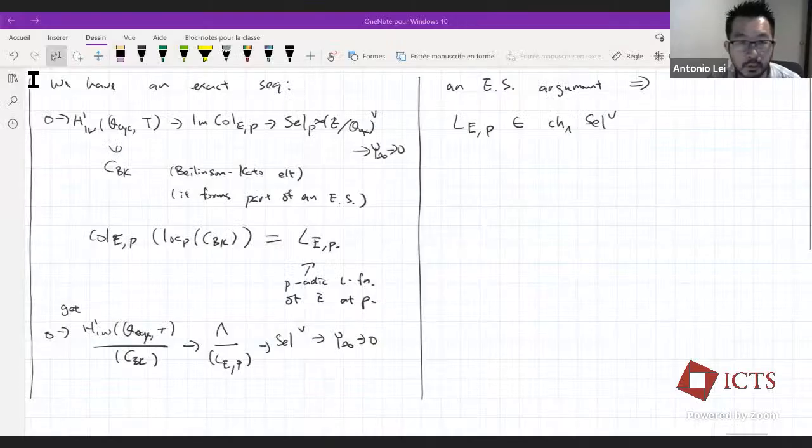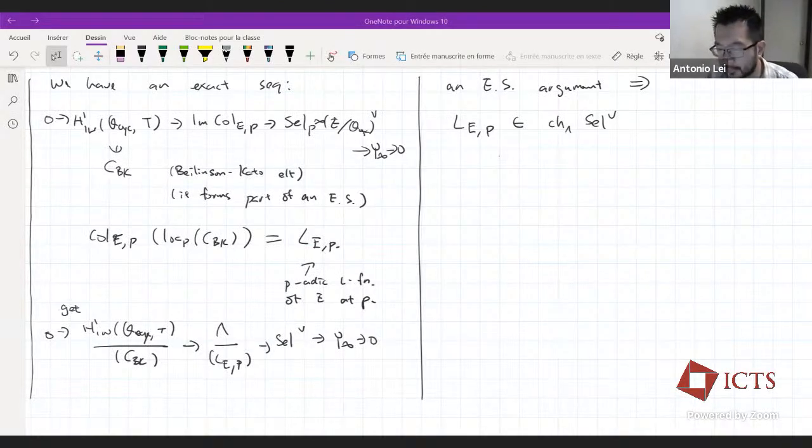Okay. So last time I finished with one application of this Beilinson-Kato element, where you can build up an Euler system which allows you to prove one inclusion of the main conjecture, namely the p-adic L-function of an elliptic curve at an ordinary prime p will be included in the characteristic ideal of the Pontryagin dual of the Selmer group.